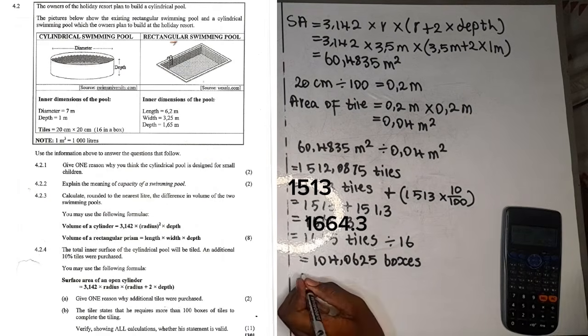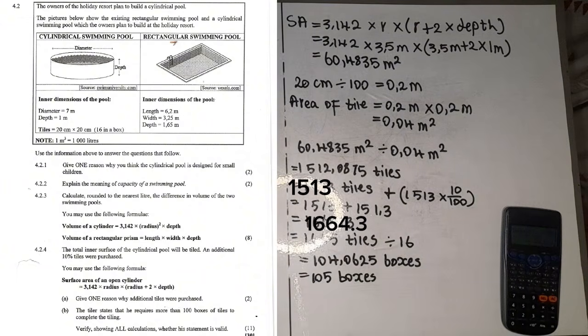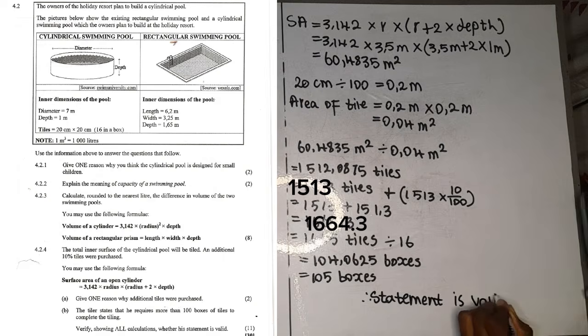Just like tiles, we cannot have the number of boxes as a decimal. It has to be a whole number. So that means that 105 boxes of tiles will be needed. And remember that the question was saying that the tiler states that he requires more than 100 boxes, and the calculation does confirm that he is going to need more than 100 boxes. So that means that the statement is valid. So you're going to write the conclusion as well and say that the statement is valid. So the tiler is telling the truth when he says that he is going to need more than 100 boxes of tiles.